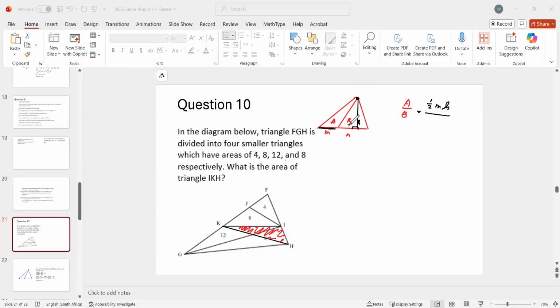But the area of triangle B, the base for triangle B is half N, but it's got the same height, you see. That's the nice thing about these two triangles. They've got the same height. I can use H again. And then if the halves cancel, and the H's cancel, you're left with M over N. Okay, so that's a very useful fact.